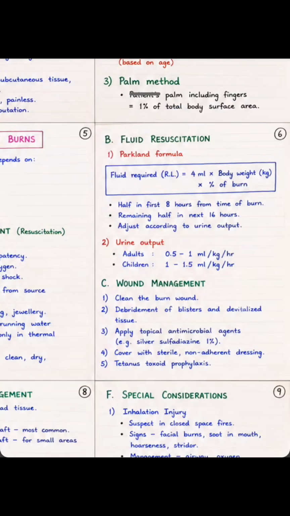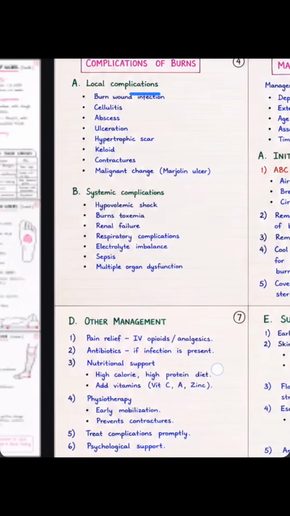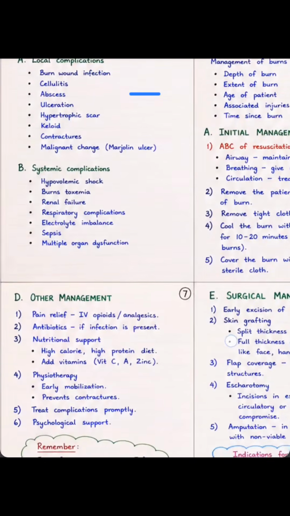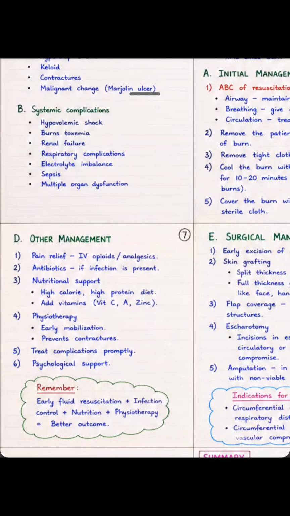Okay, now page number 7, pain relief. Now let's discuss the other aspects of management. So the pain relief, burn can be extremely painful, so we give IV opioids, analgesics can be used for pain relief. Antibiotics are given if infection is present, and nutritional support, burns patients need good nutritional support. High calorie, high protein diet, vitamins such as vitamin C, A and zinc.